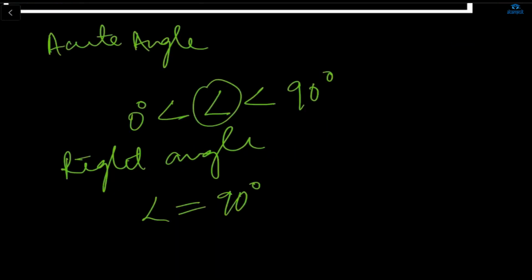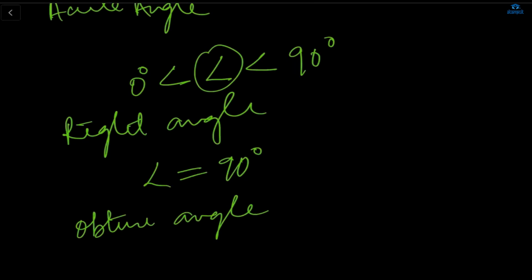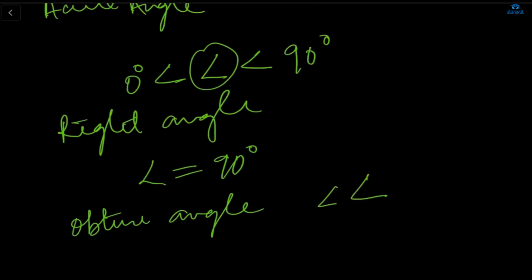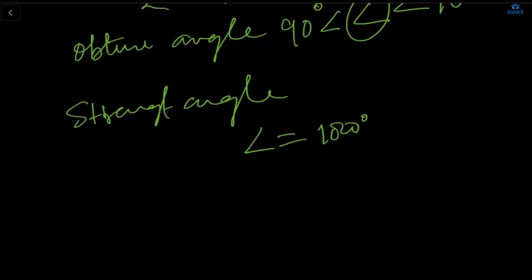Now, obtuse angle. The angle is greater than 90 degrees and less than 180 degrees. Now, straight angle. Straight angle was 180 degrees, right, ma'am? Equal to 180 degrees. Now, reflex angle.